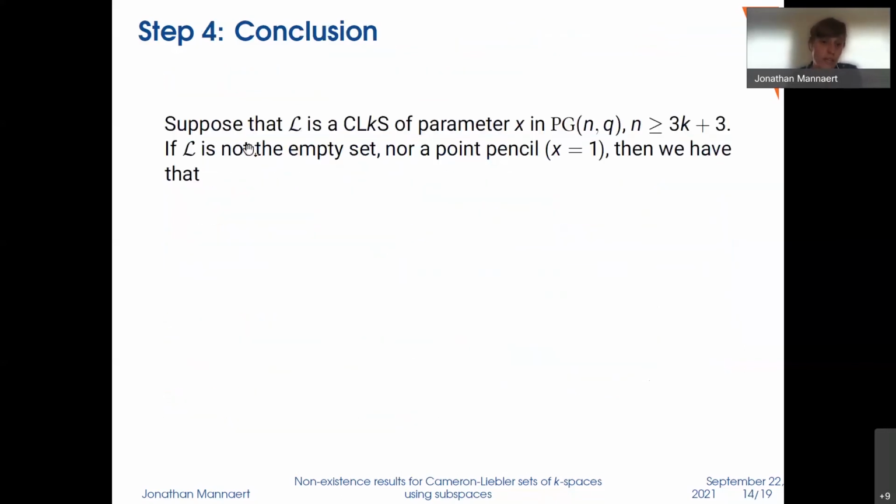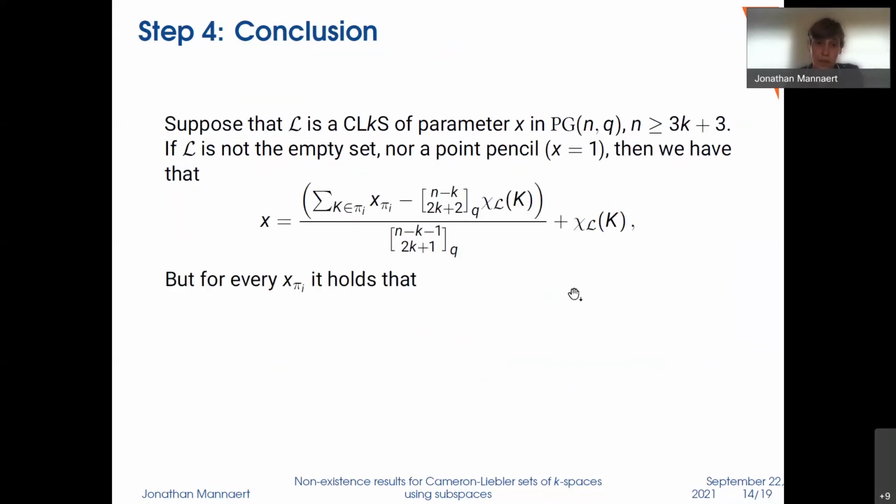So our conclusion here is: if we have a Cameron-Liebler set of k-spaces of a certain parameter x in PG(n,q) for n bigger or equal to 3k+2, 3k+3. The reason why this holds is that we need to have 3k+2 spaces. And L is not the empty set nor a point pencil, so x cannot be 1. Then, first of all, step 2, this equation holds. For xpi, step 3, we have that xpi can never be 0, xpi is bigger or equal to 1. That's that theorem.